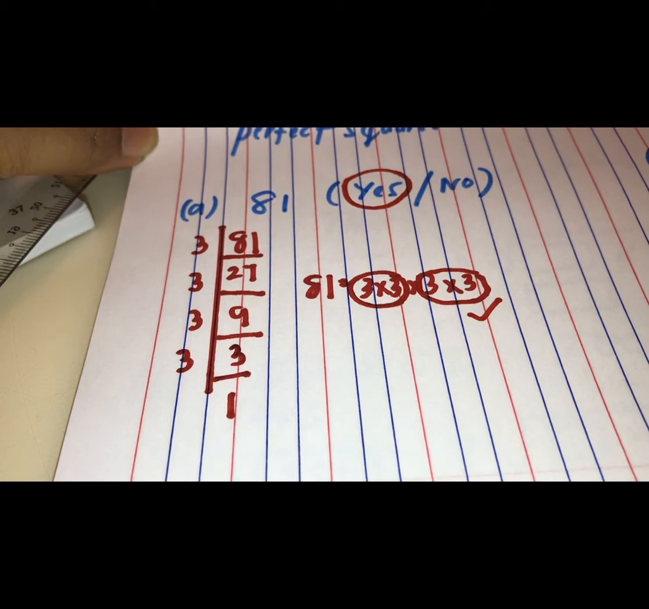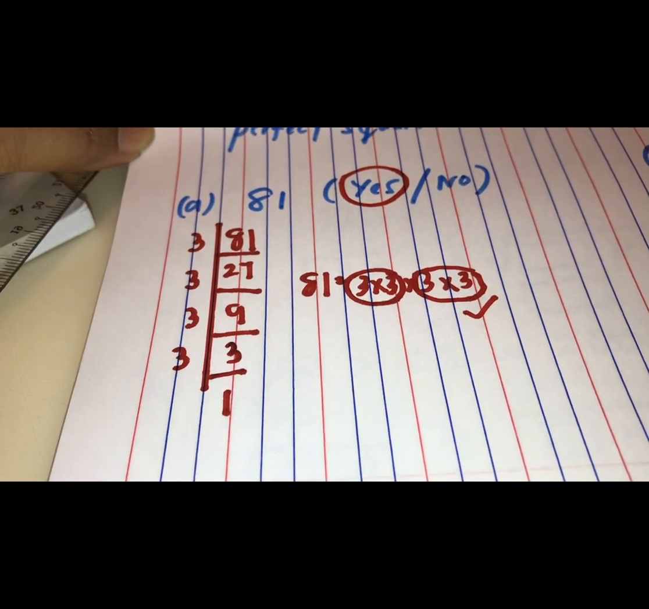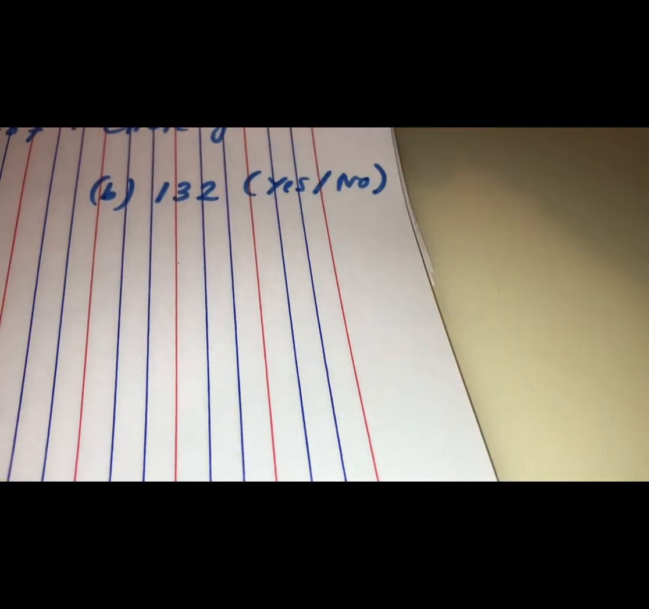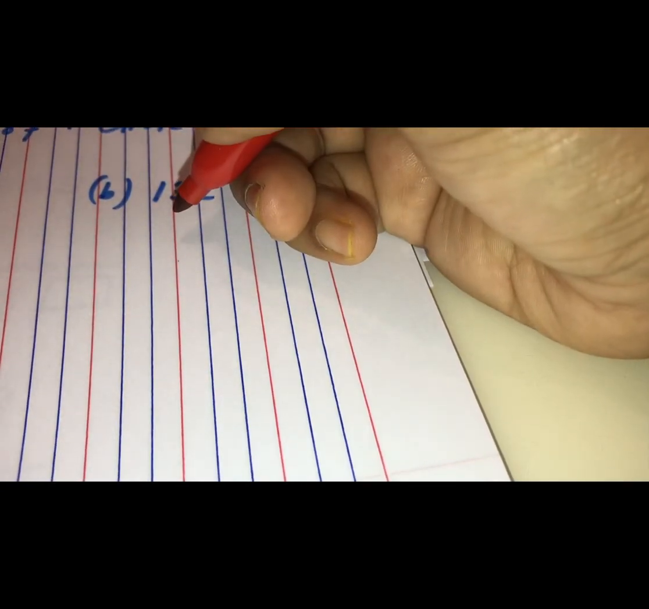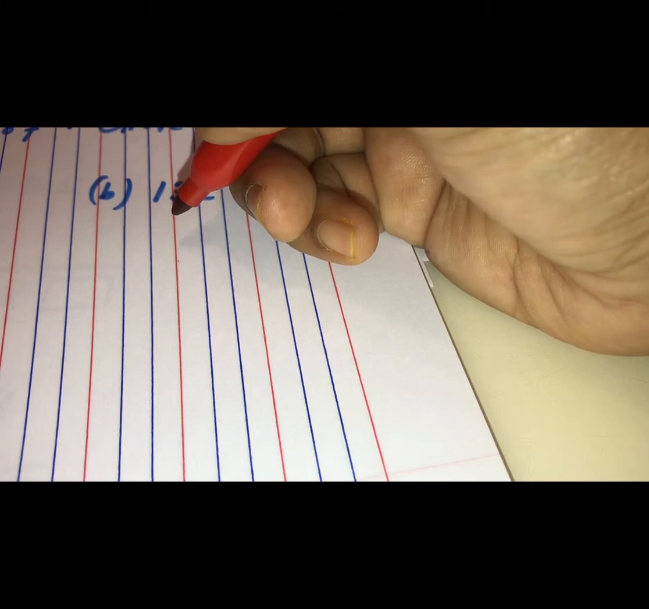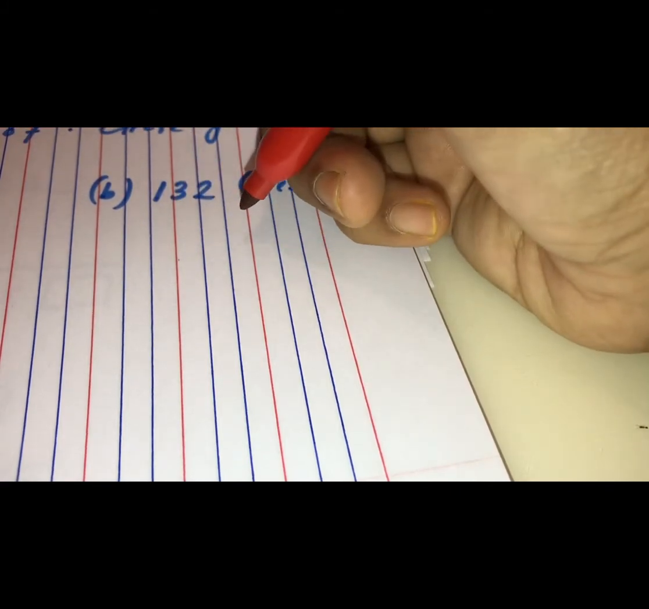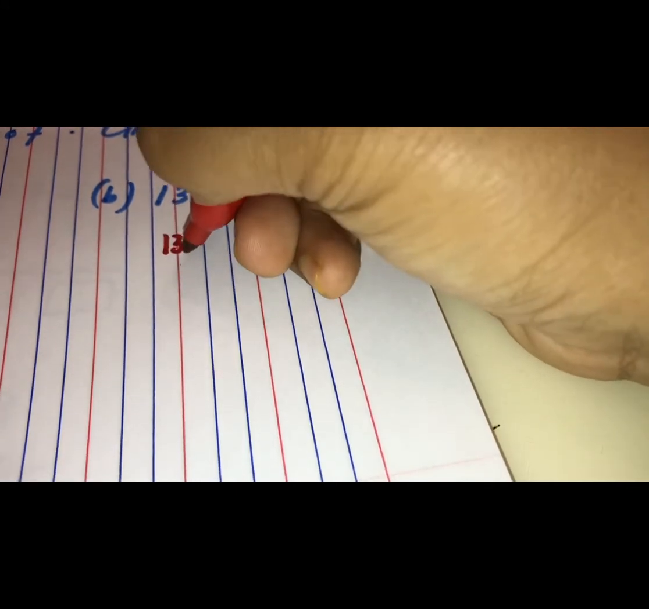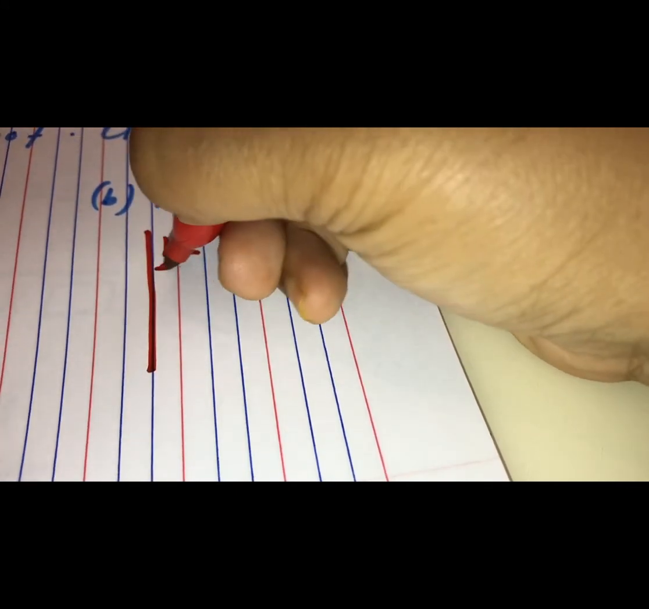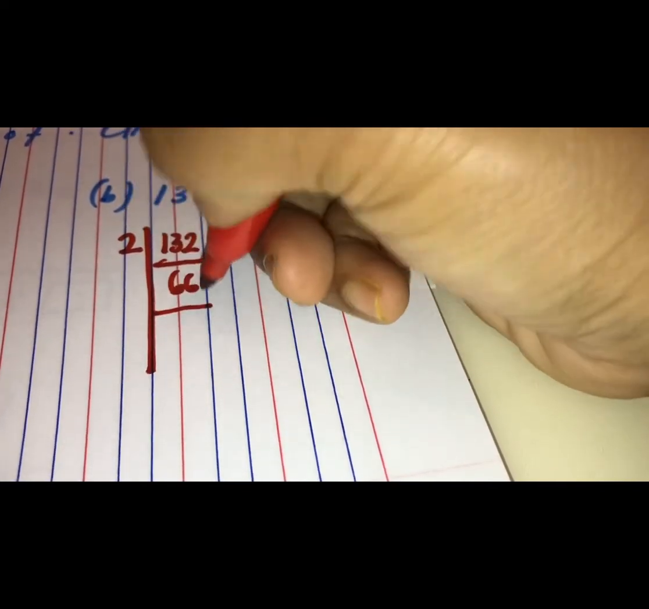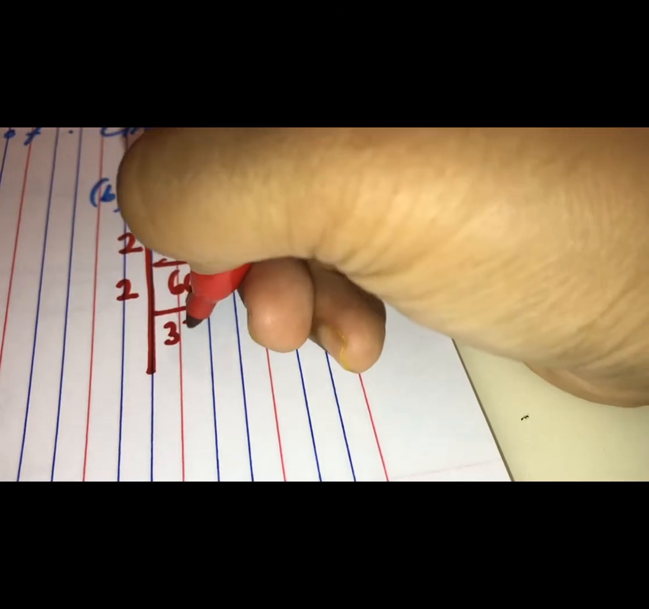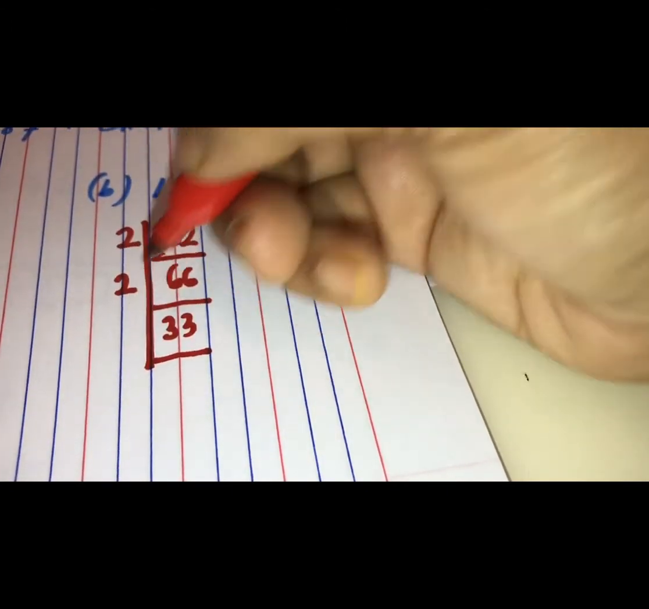Next we go to question B. Next example, 132. I use repeated division also. For question C and question D, I use the factor tree. 132, divide by prime numbers only. So 2. 132 divided by 2, you get 66. 66 divided by 2, you get 33. 2 cannot, so put 3 here. 33 divided by 3, 11. 11 divided by 11, you get 1.